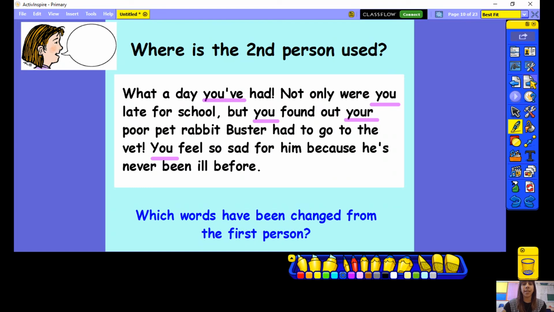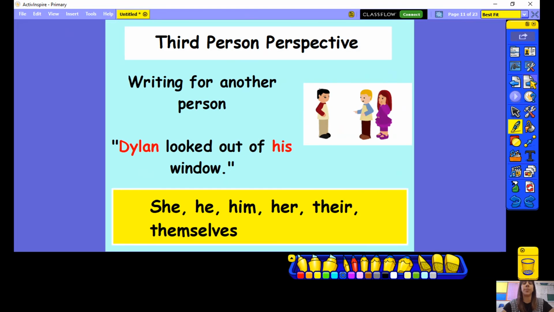So that leaves us with the third person perspective. Now this is when we're writing for another person almost as if we didn't know them. So we use their name as well as pronouns such as she, he, him, her, their, or themselves. So for instance, instead of saying I looked out of my window, which is the first person, or you looked out of your window, which was the second person, the third person is now speaking about somebody else entirely, almost like they're completely removed from you.